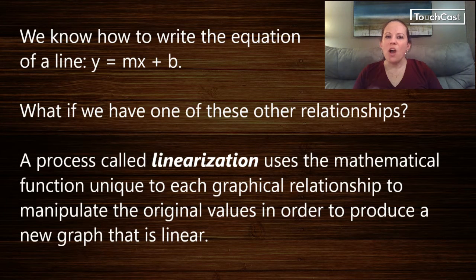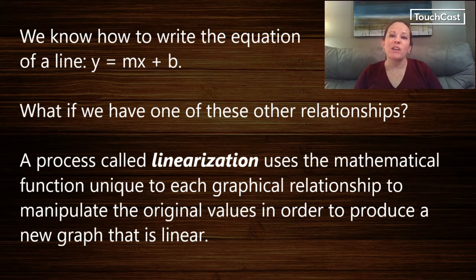So we've talked about a number of different kinds of relationships that are likely to appear in our introductory physics data. We know how to write the equation for a linear relationship, y equals mx plus b, where y is our dependent variable, m is the slope, x is the independent variable, and b is the y-intercept. Well, what happens if we have one of these other relationships we've just talked about?